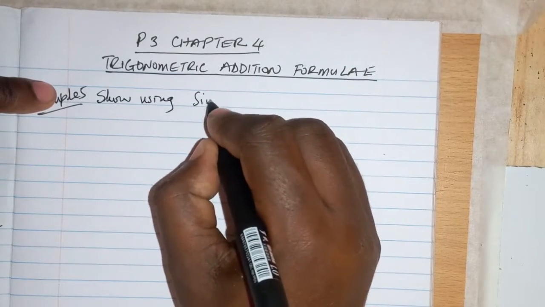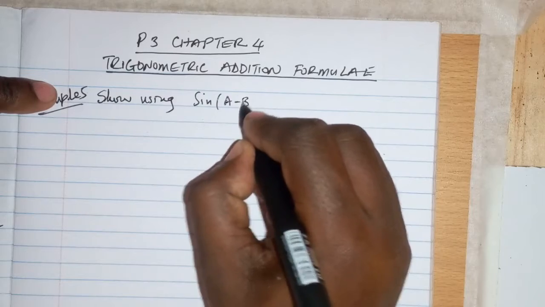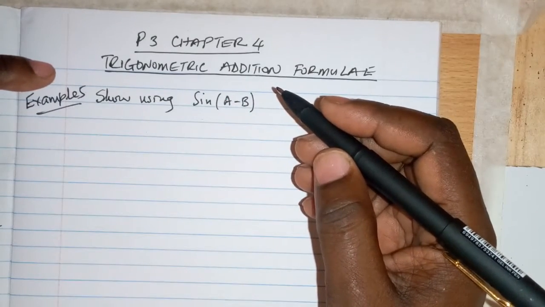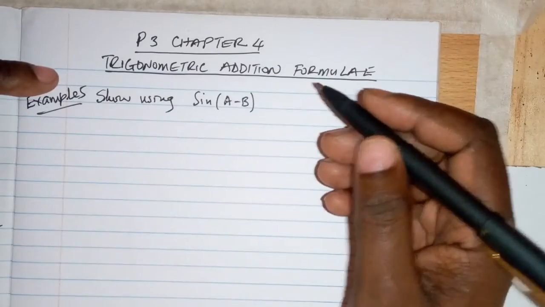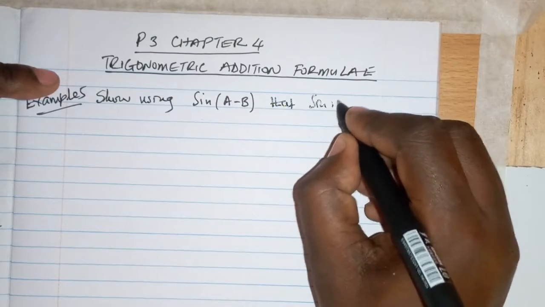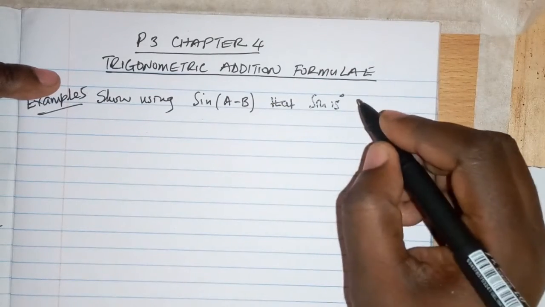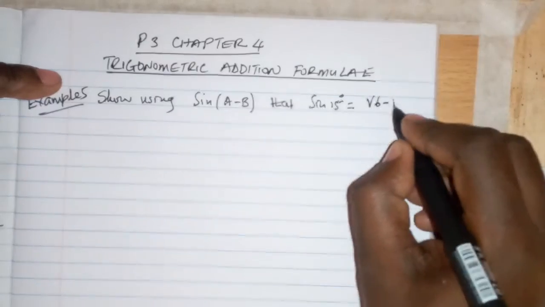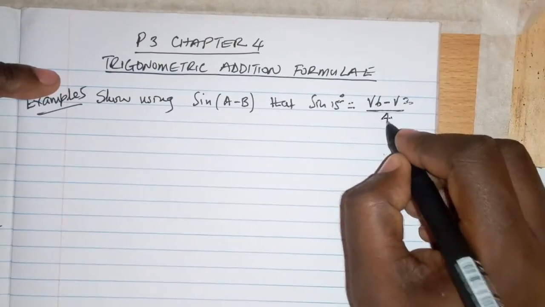using the sine of a minus b, show using the formula sine a minus b that sine 15 degrees is equal to root 6 minus root 2 over 4.